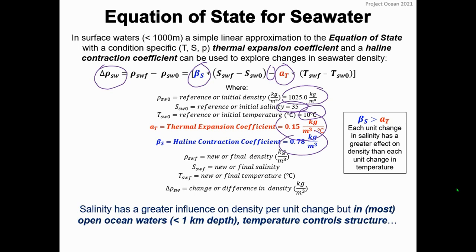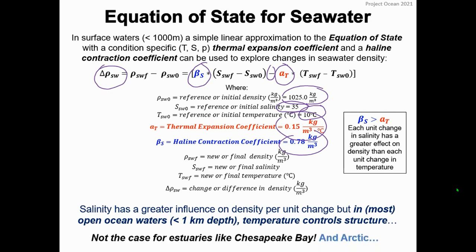We'll see that deep waters in the ocean typically are between 2 to 4 degrees Celsius. Surface waters can be a lot warmer than that. On average globally, they're going to be somewhere between 13 to 15 degrees Celsius. So that's a very wide range in temperature change. So although each unit change in temperature has a smaller effect on density, temperature varies over a much wider range, and therefore we'll see temperature is what's really going to control density structure in the upper ocean.